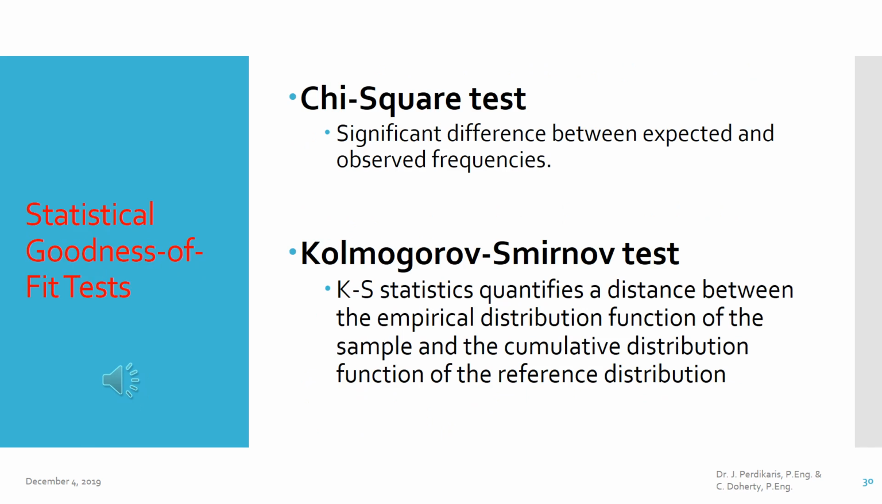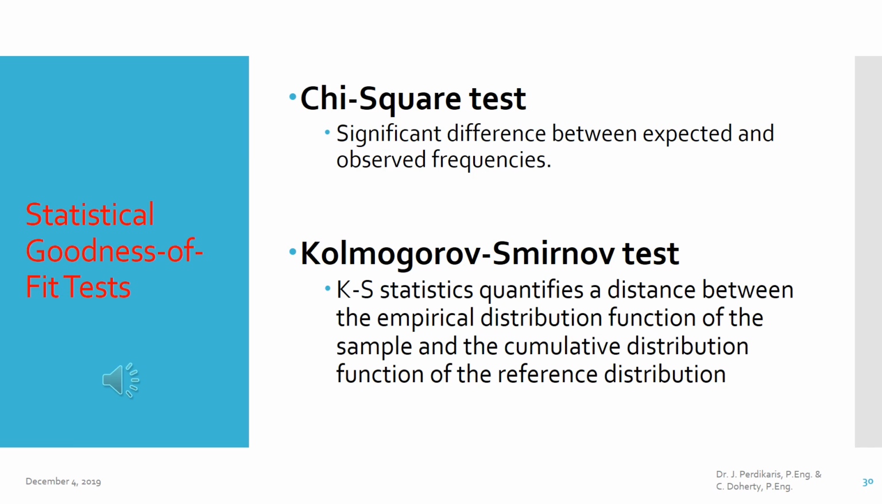As I mentioned earlier, two statistical goodness of fit tests that can be used to test how well your sample data fits a given frequency distribution are the chi-square test and the Kolmogorov-Smirnov test. Now, in the chi-square test, essentially what you're trying to do is determine how much of a significant difference there is between your expected and observed frequency. So really you're looking at testing a null hypothesis. In the Kolmogorov-Smirnov test, the Kolmogorov-Smirnov statistic essentially quantifies a distance between the empirical distribution function of the sample and the cumulative distribution function of a specific frequency distribution, or what your reference distribution is.